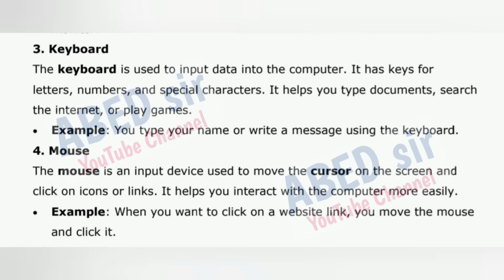3. Keyboard. The keyboard is used to input data into the computer. It has keys for letters, numbers, and special characters. It helps you type documents, search the internet, or play games. Example, you type your name or write a message using the keyboard. 4. Mouse. The mouse is an input device used to move the cursor on the screen and click on icons or links. It helps you interact with the computer more easily. Example, when you want to click on a website link, you move the mouse and click it.